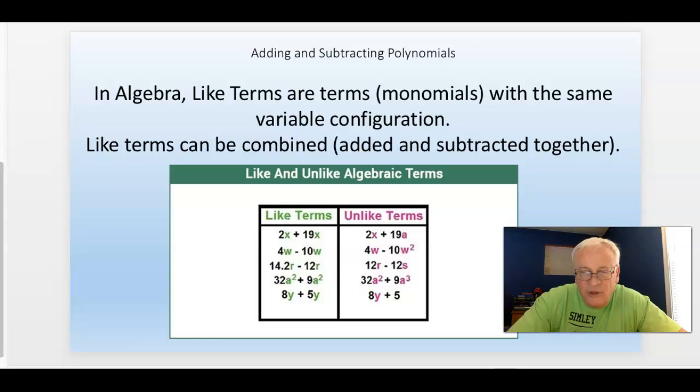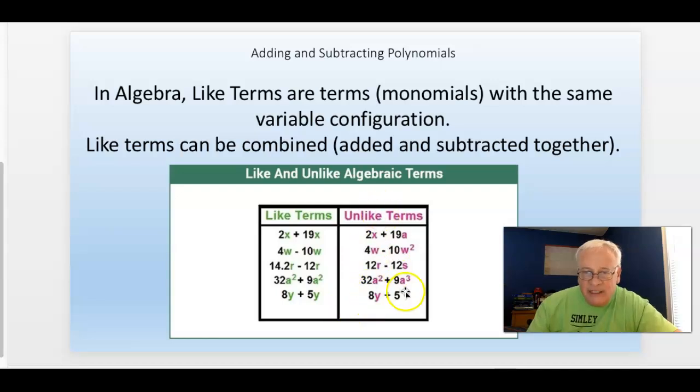Guys, you should know this by now, but like terms are monomials with the same variable configuration, like 2x and 19x, or 4w and 10w. Those are like terms. And when you have like terms, you can combine them. They can be added and subtracted together. You keep the variable configuration the same and just add or subtract the coefficient. Remember, the coefficient is the number in front of the variable. We talked about that before.